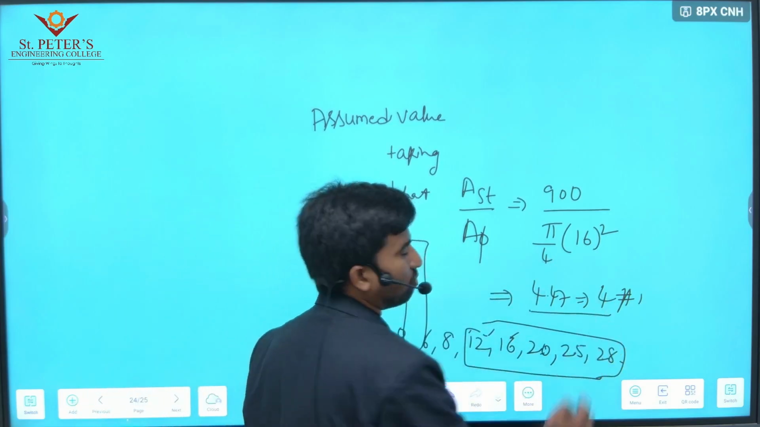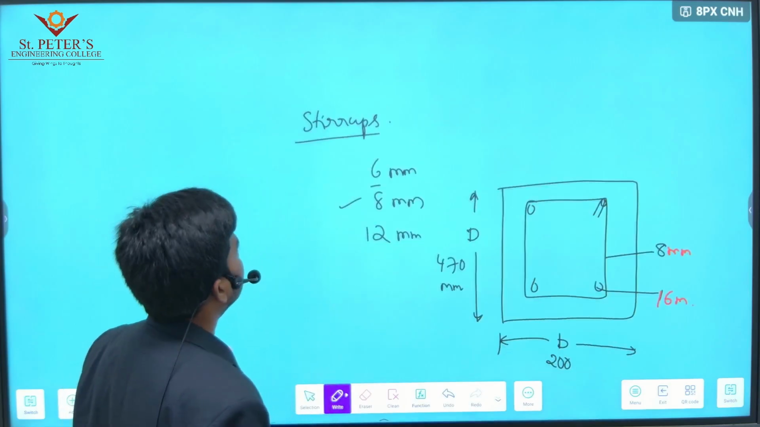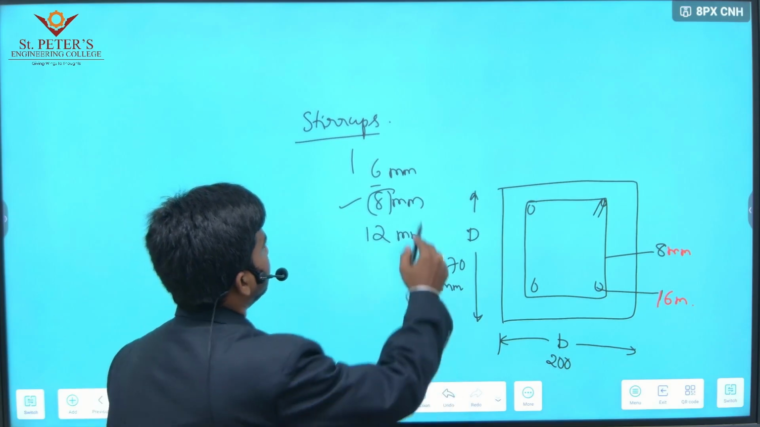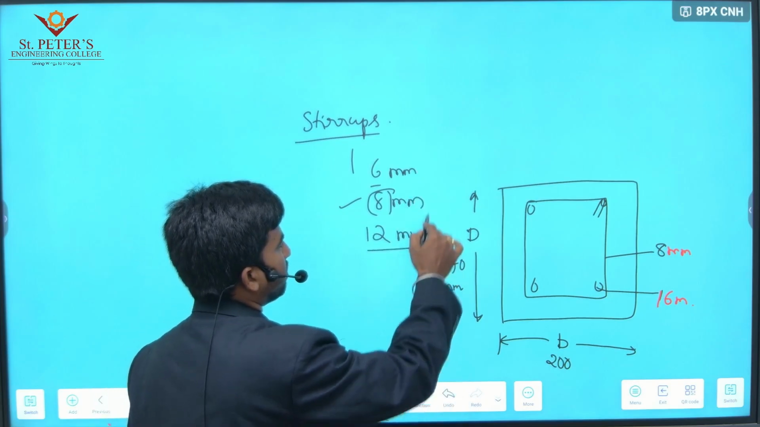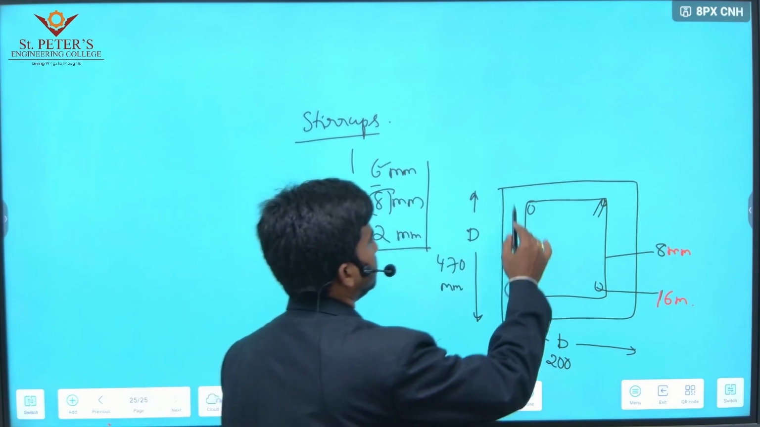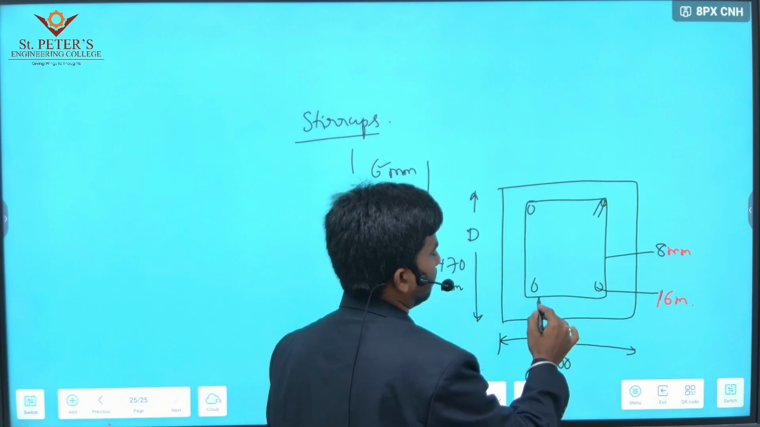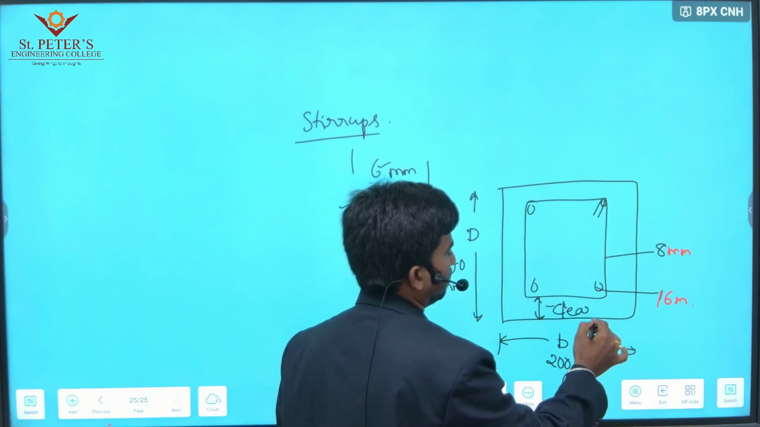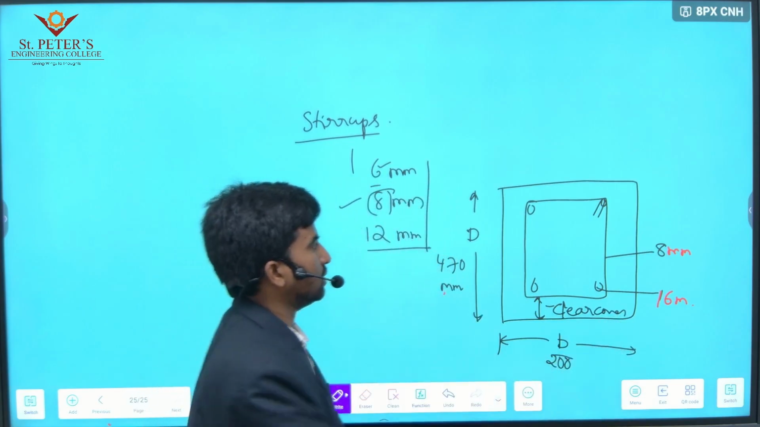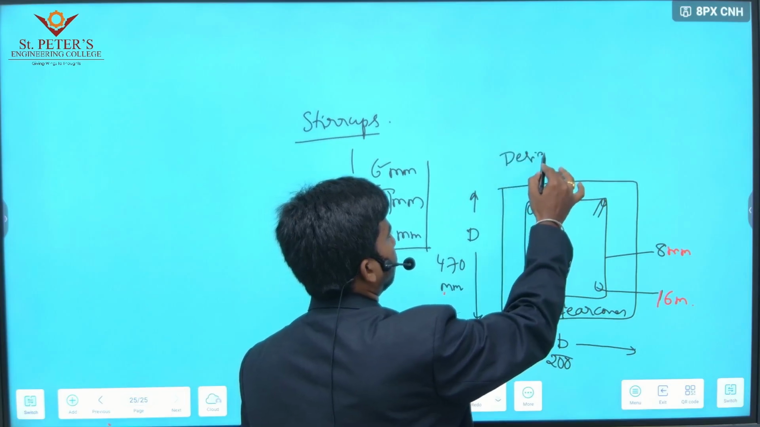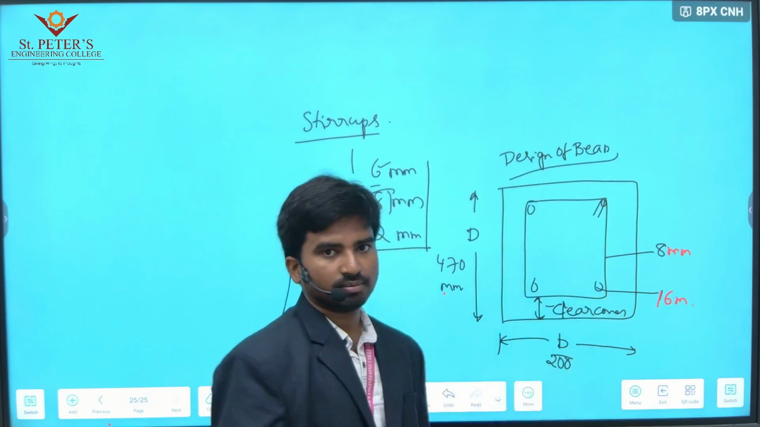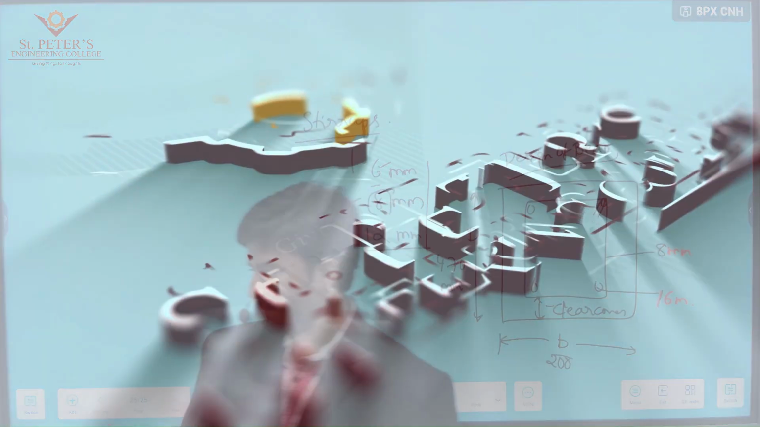So we got 4 bars after calculating. And for stirrups, we are assuming the bar diameter is 8 mm, up to 12 mm as the maximum. The minimum value is 6. So I am considering 8 mm. So this is the clear cover, and this is the overall width and overall depth, and this is the design of the beam cross section. This is the shape of the cross section. Thank you.